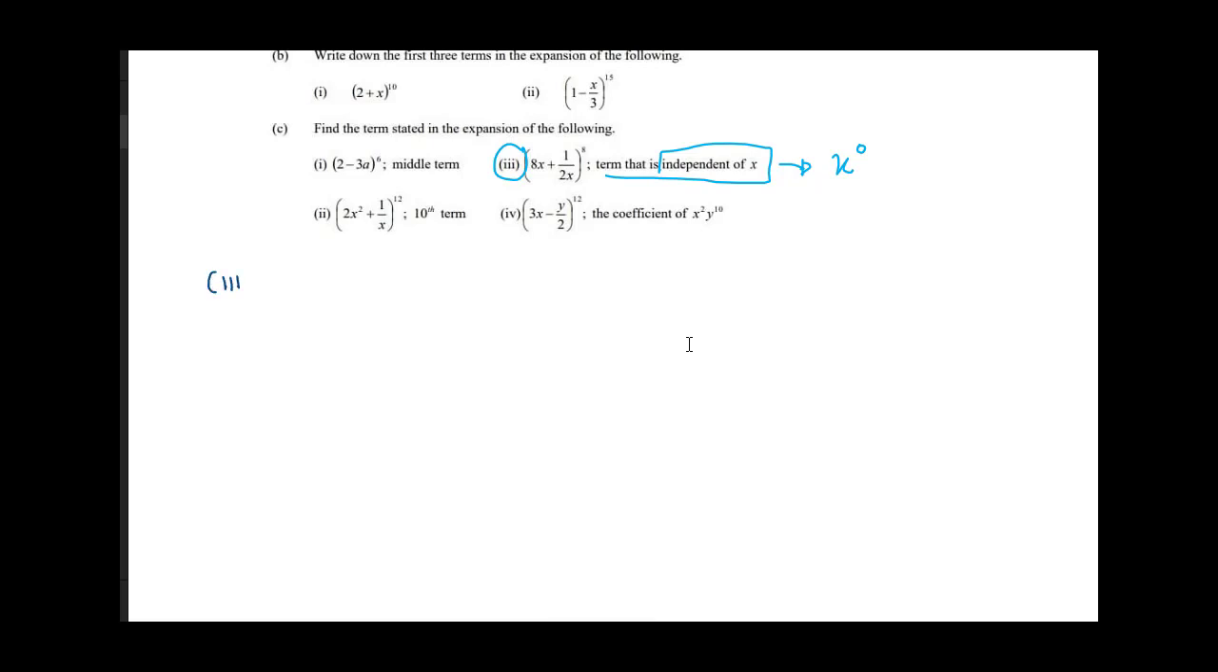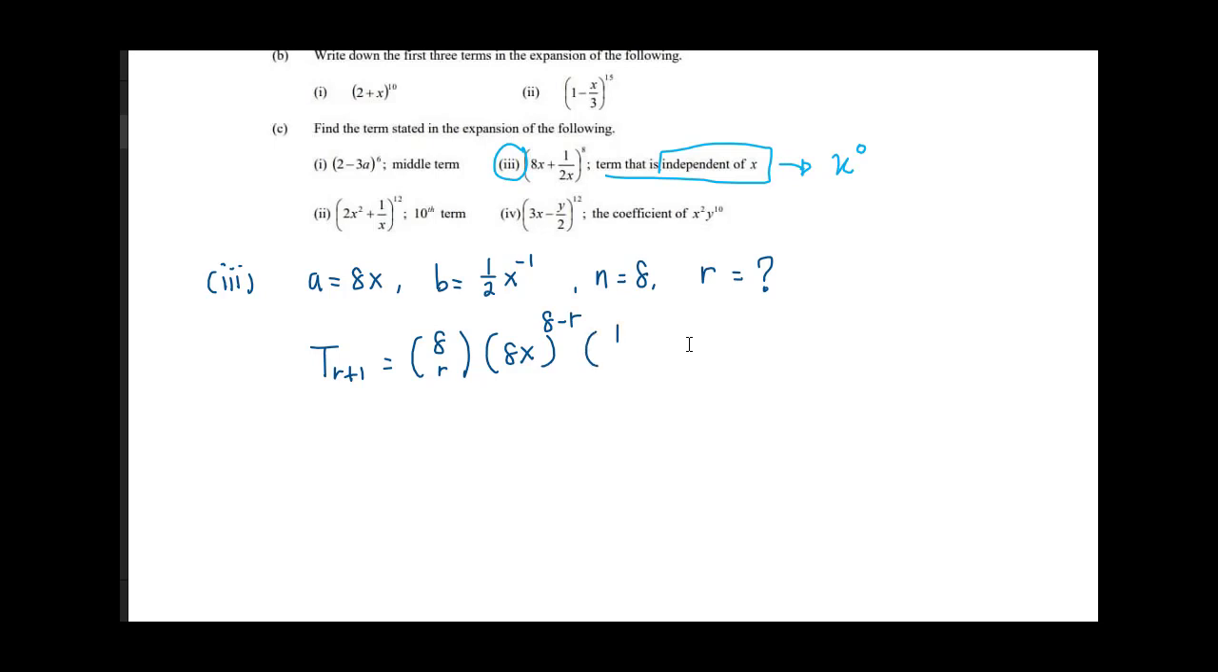So as usual, listing out first, what is the a? The a equals 8x. The b equals, be careful with it, 1 over 2 x to the power of -1. The n equals positive 8, and the remaining are unknown, because you have no specific terms and no description about which terms, it just mentioned x to the power of 0. So we just substitute, then you can write T(r+1) equals 8Cr, remain as the same, 8x to the power of 8 minus r, and this one is 1 over 2 x to the power of -1, to the power of r.